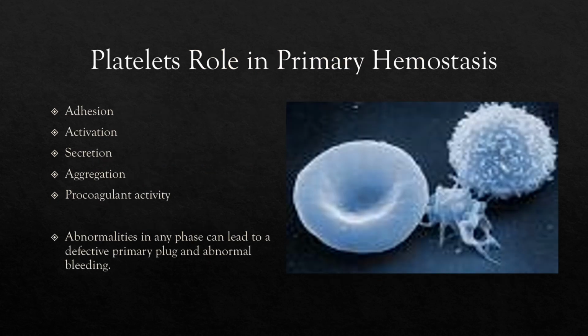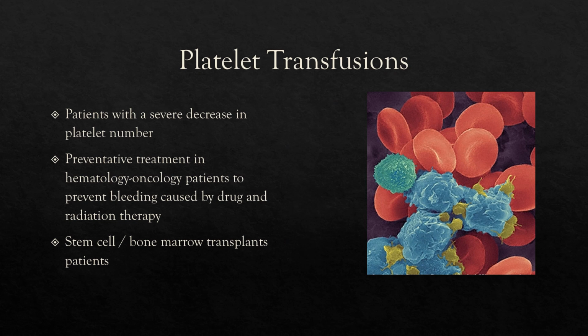Platelets have a key role in primary hemostasis. If any of these phases don't function or perform optimally, abnormal bleeding may occur. Platelet transfusions may be indicated in the following populations: patients with a severe decrease in platelet number, stem cell or bone marrow transplant patients, or platelet transfusions can be used as a preventative treatment in hematology-oncology patients to prevent bleeding due to certain drugs and radiation therapy.